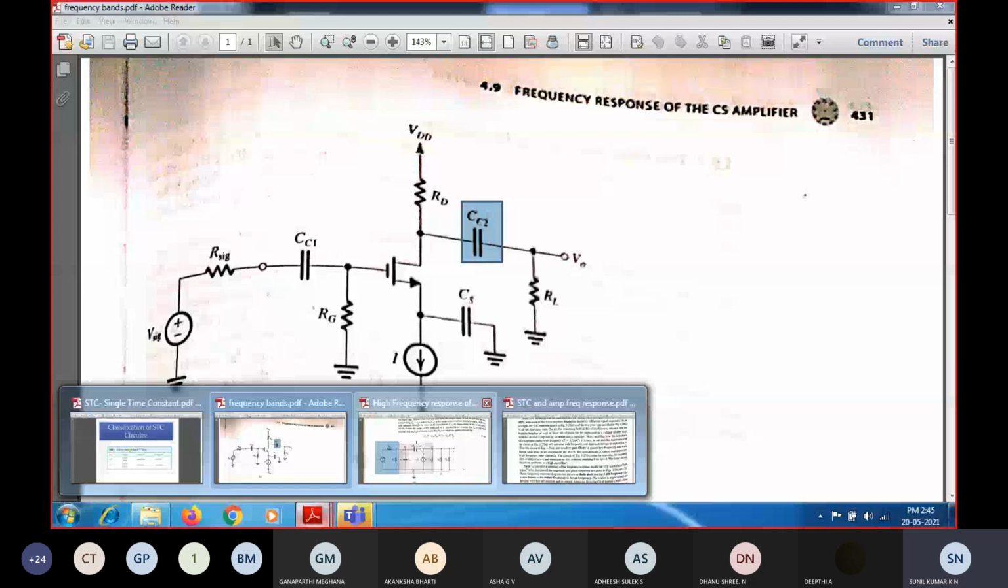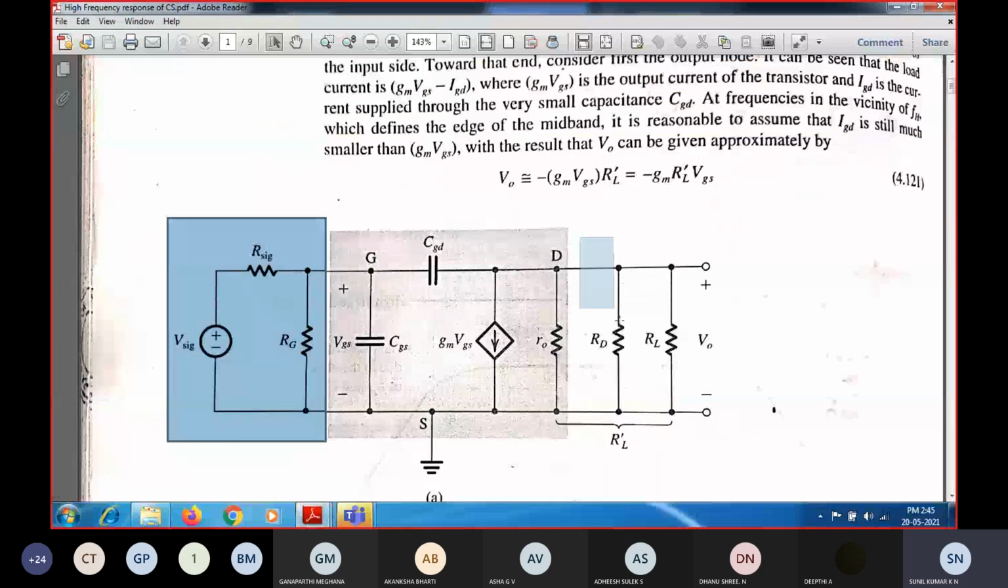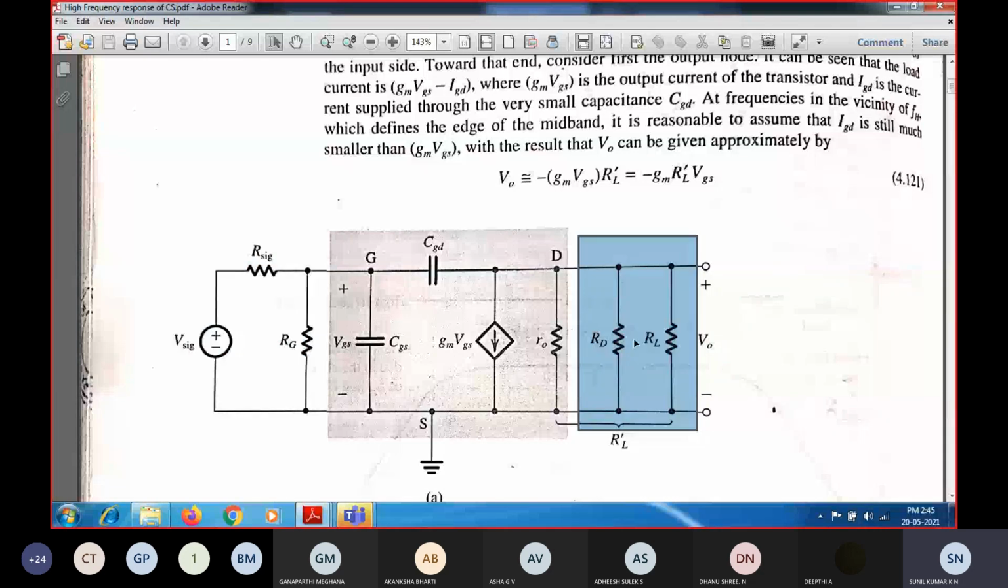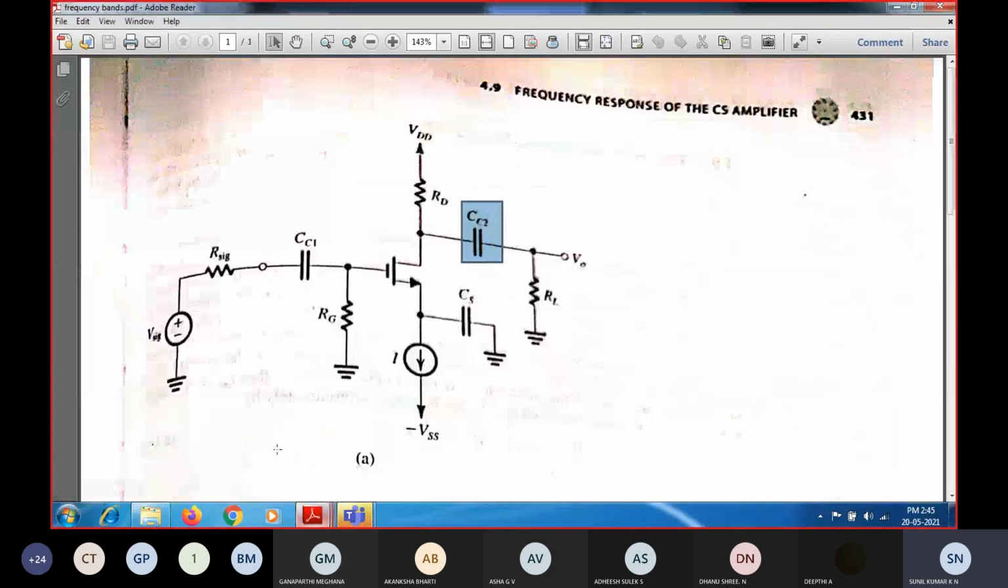So the same thing you can see over here. At the output side you can see RD as well as RL. Forget for the time being the finite amount of resistance. When we look from the output terminal, the drain terminal, there are RD as well as RL resistance across which the output voltage will be appearing. Now if you look at the circuit diagram again, this is connected to ground, and this is also shorted.